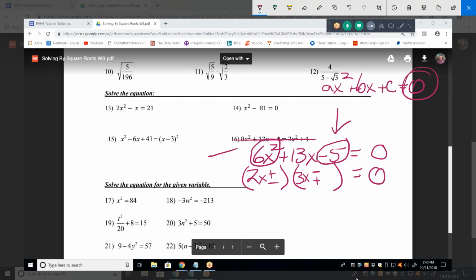5 and 1. That's it. So, I've only got 4 choices here. I can do 1 and 5. I can do 5 and 1. Or I can move the 1 down to the negative sign and make that a 1 and make that a 5, or opposite. So I have 4 choices.